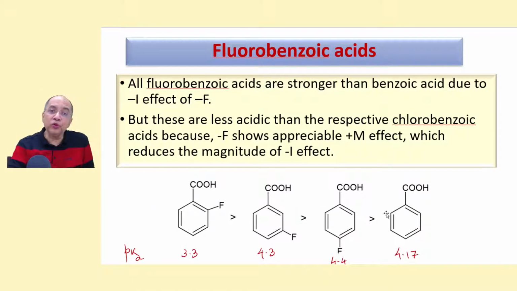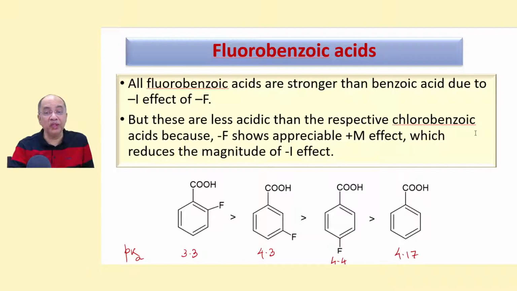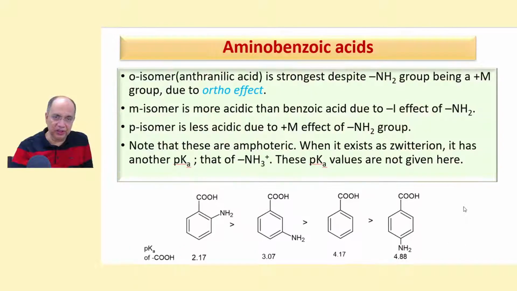Then fluorobenzoic acid, as I told you, chlorophenols are more acidic than fluorophenols. Similarly, fluorobenzoic acids are less acidic than the corresponding chlorobenzoic acids because fluoro has some pronounced plus M effect which reduces the extent of minus I effect. 3.3, 4.3, as the distance increases, the acid strength decreases, and the least is benzoic acid.